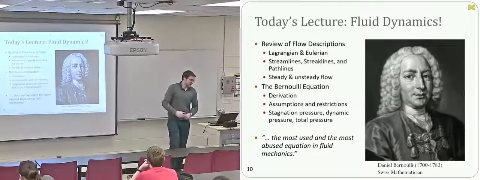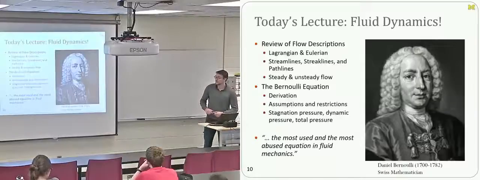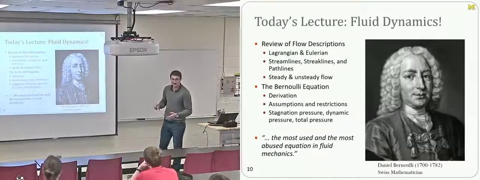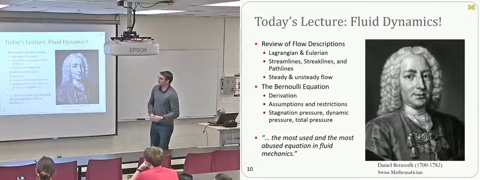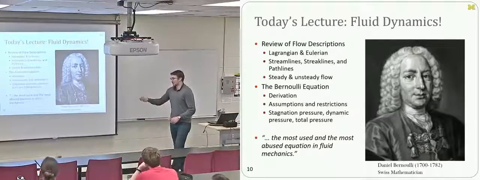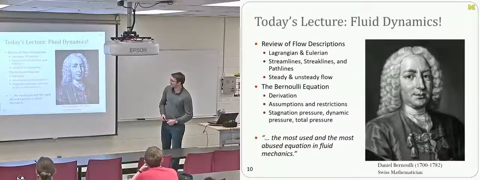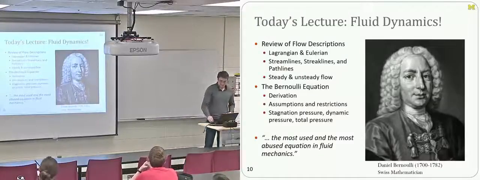So this is Daniel Bernoulli. He's a Swiss dude. He had a lot of brothers, and they all seem to come up with really famous mathematical identities. There are some partial differential equations named after another Bernoulli. I think there were like 6 or 7 of them. It's kind of obscene.